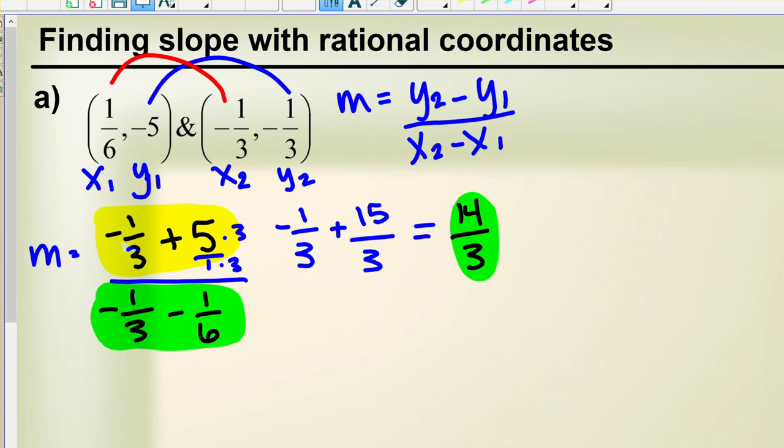So I'm going to highlight this, and actually, let's change that highlight color to yellow so it matches. And now let's do our work in the denominator.